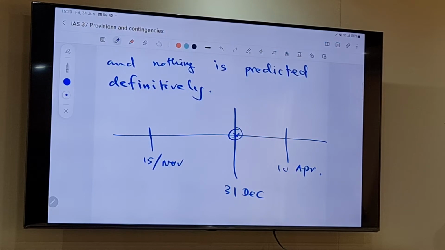Let's say I file a case against somebody asking for some damages, but the judge has said the next hearing is on 10th of April. Until then, I cannot claim that I am going to receive $1 million. I may receive, I may not receive. Something has actually happened on 15th of November, but the outcome of what has happened, we don't know. So that is what you call contingency. Is that clear?